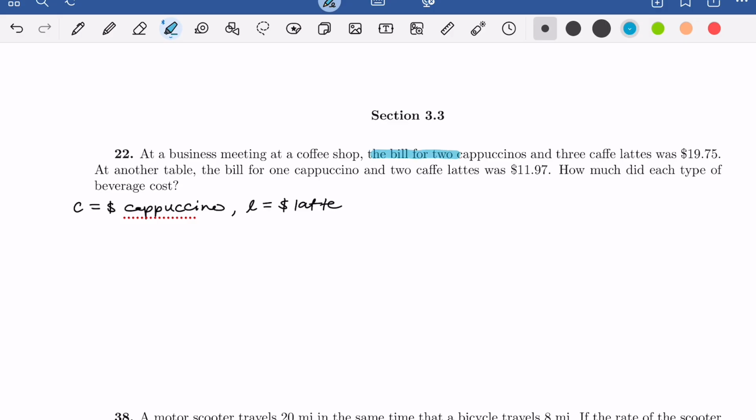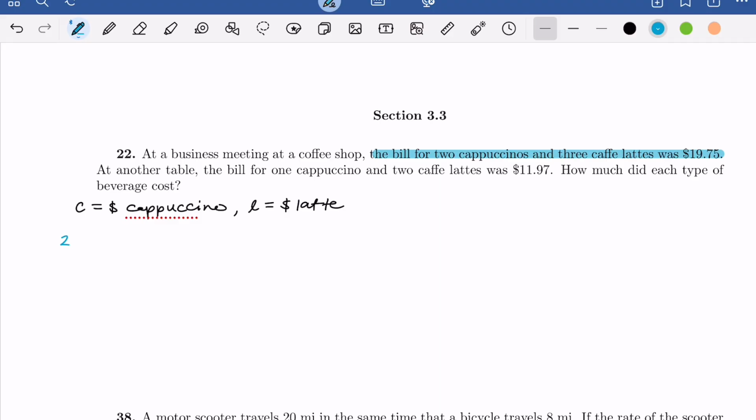We're told that the bill for 2 cappuccinos and 3 cafe lattes was $19.75. So in blue here, that's going to look like 2 cappuccinos plus 3 cafe lattes is equal to $19.75. Then our second piece of information tells us that the bill for 1 cappuccino and 2 cafe lattes was $11.97. So that's going to look like 1 cappuccino and 2 cafe lattes totals $11.97. So this is going to be our system of linear equations.